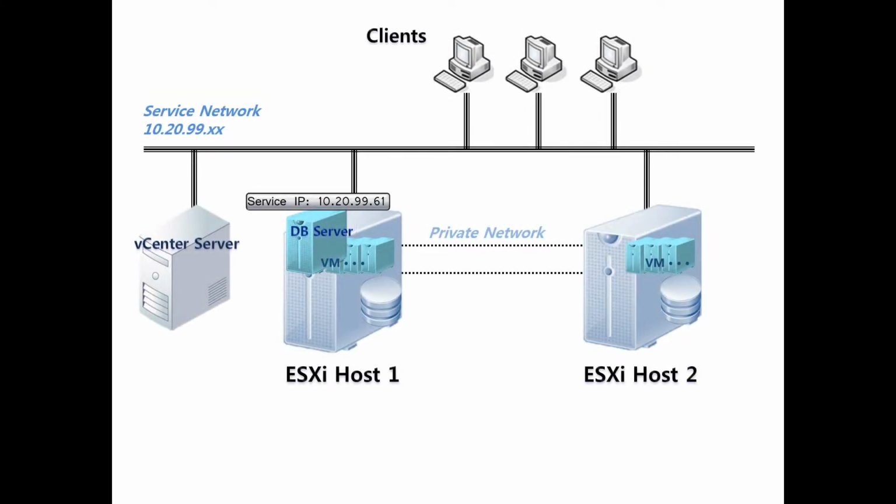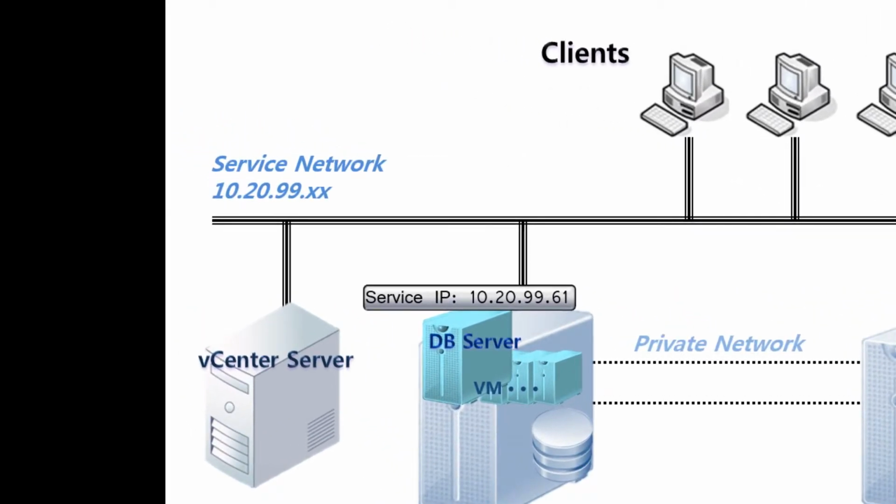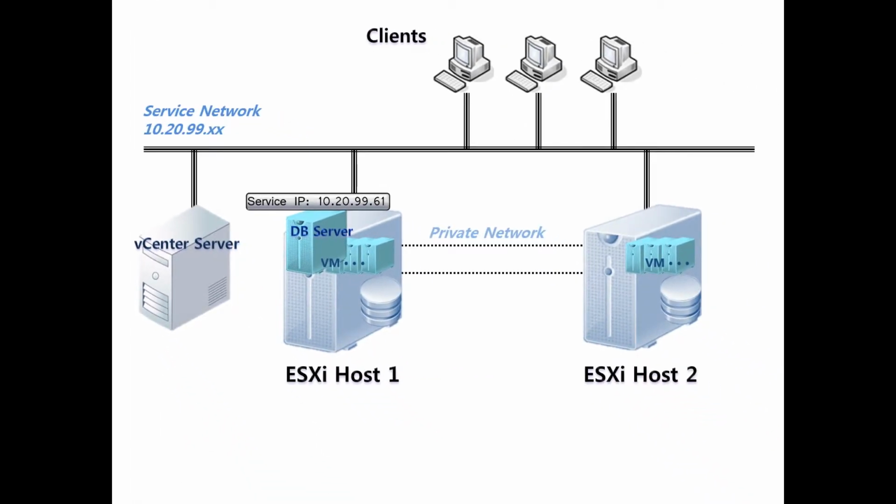Now let's look at the demo configuration. From the view, you can see that the DB server is running as a single server in the VMware environment. There are two ESXi hosts and various VMs are located on top of them. The DB server is running the service with the IP address of 10.20.99.61. And a vCenter server also exists to manage hosts and VMs.